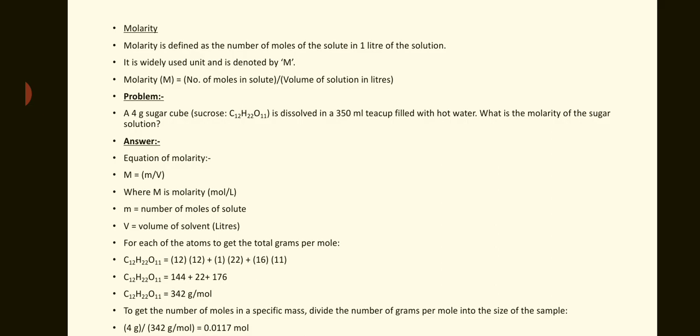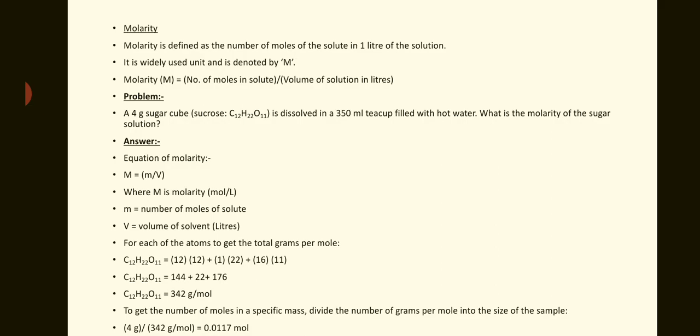And how many oxygen atoms are there? 11. So 11 is multiplied by 16. 16 is taken from the periodic table. The mass of an oxygen atom is 16. So 16 multiplied by 11, you will get 176. If you add 144, 22 and 176, you will get 342 gram per mole. So what is the molecular mass of the sucrose molecule in gram? It is 342.